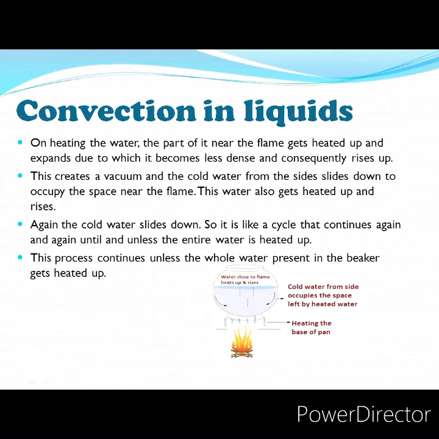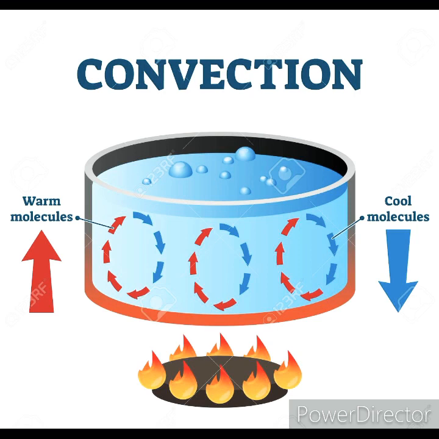Again, the cold water slides down. So, it is like a cycle that continues again and again until the entire water is heated up. This process continues until the whole water present in the beaker gets heated up. The cyclical movement in fluids because of heating is called a convection current.